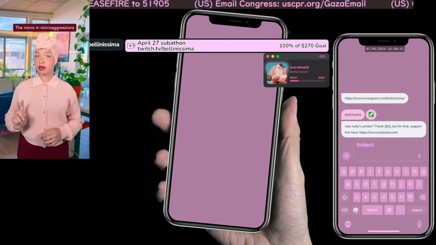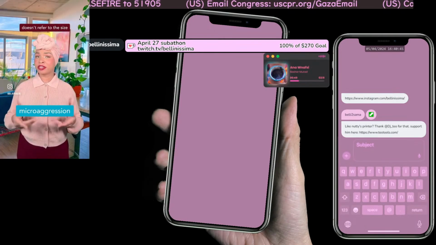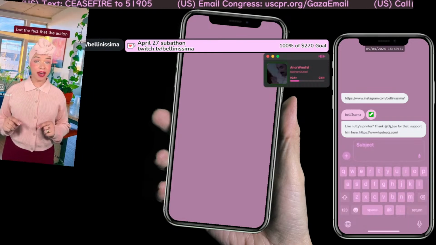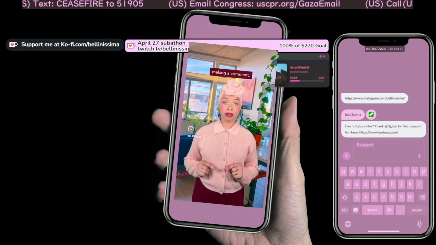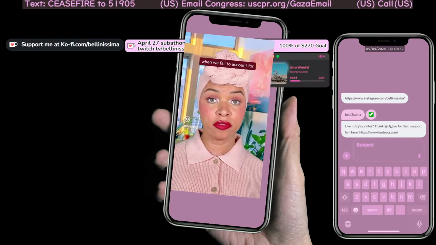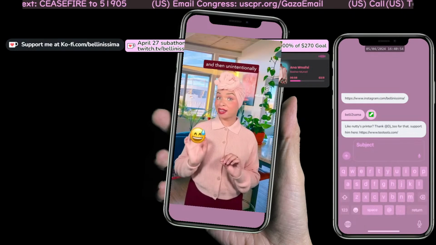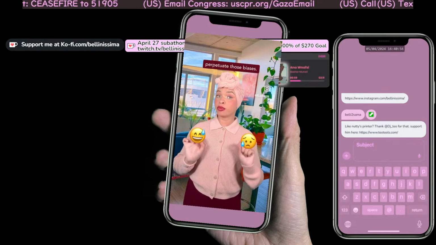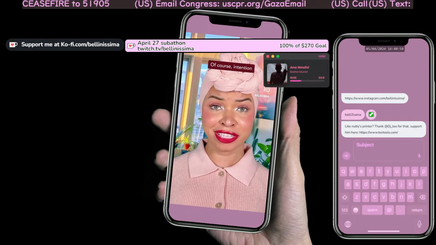Oh? The micro in microaggressions doesn't refer to the size of the action's impact, but the fact that the action can be as small as making a comment. Microaggressions happen when we fail to account for our internalized biases, and then unintentionally or unknowingly perpetuate those biases. Of course, intention doesn't equal impact.